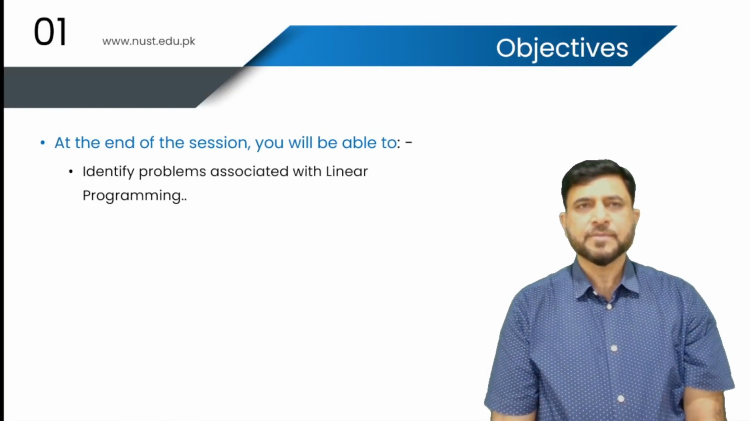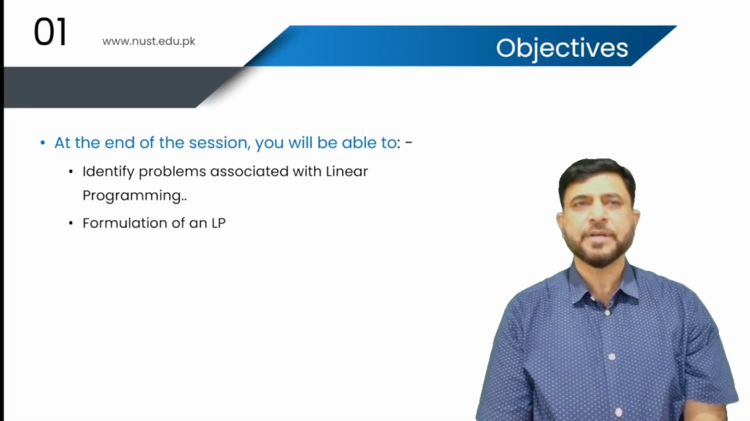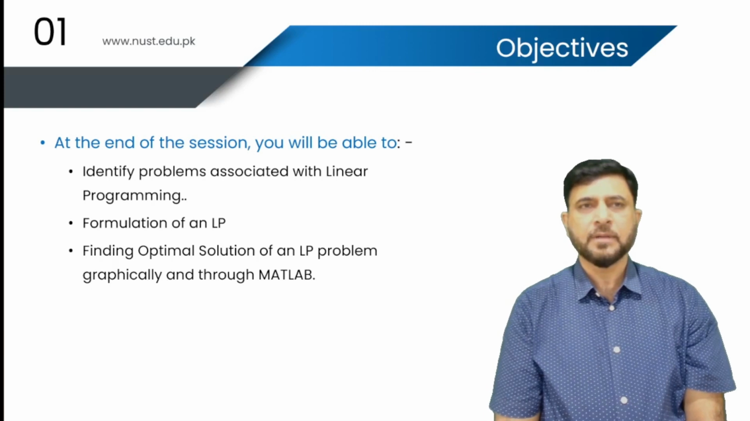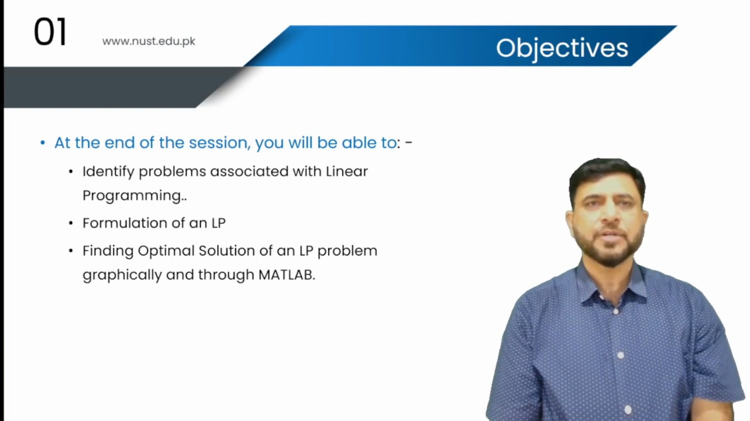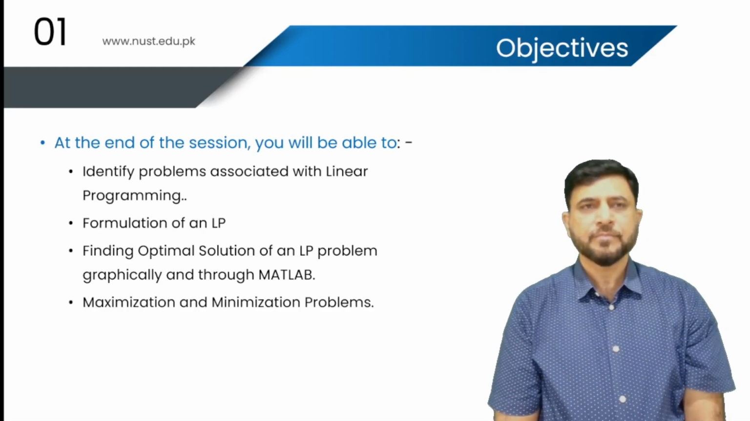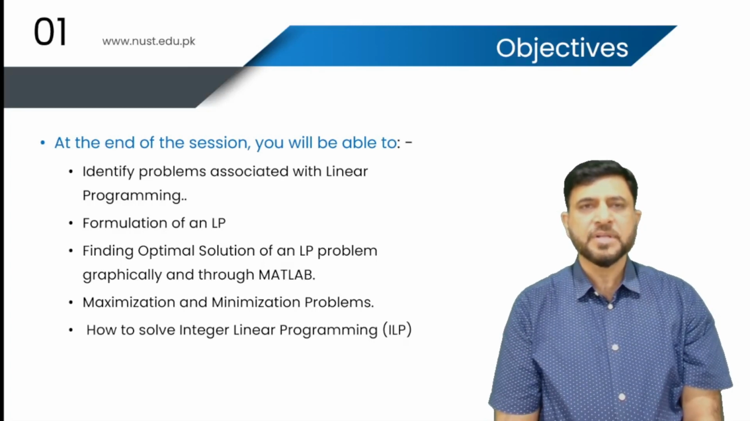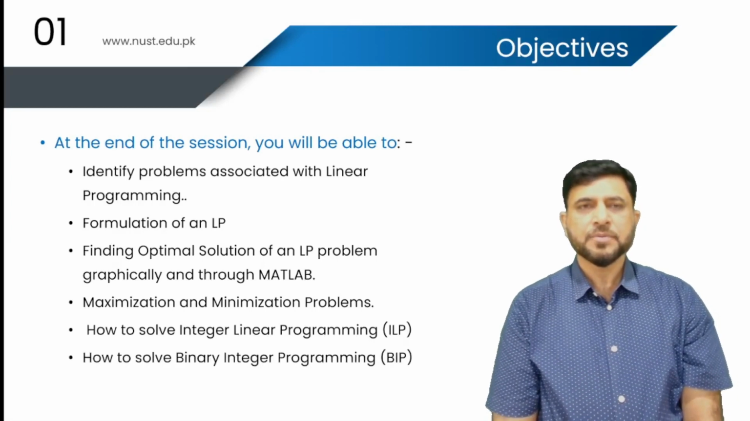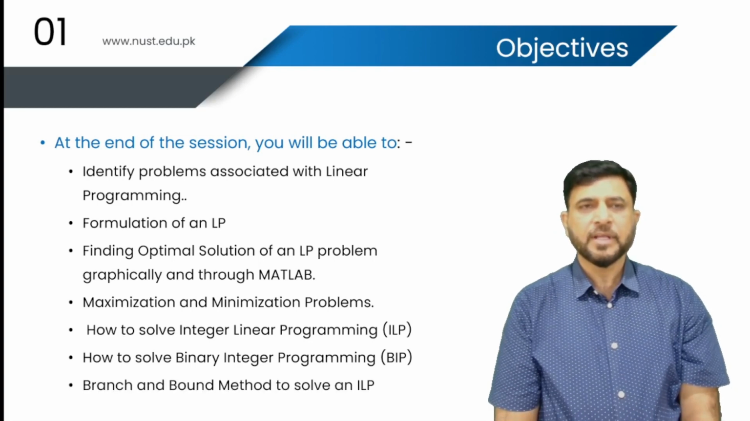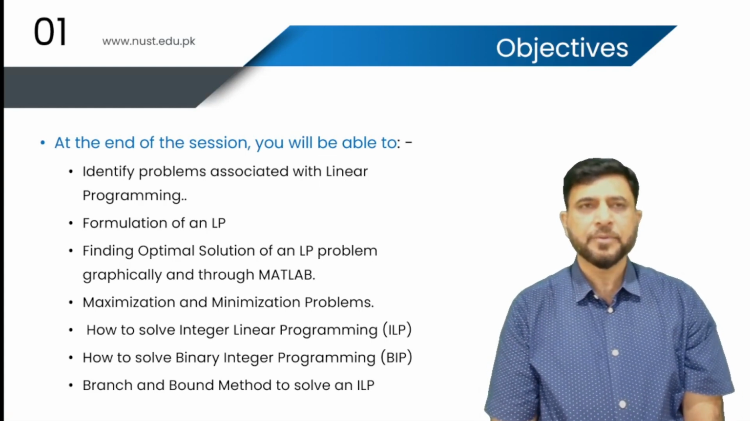Coming to the objectives. At the end of this session, you will be able to identify problems associated with linear programming. You will be able to formulate an LP. You can find optimal solution of an LP problem graphically and through MATLAB solution. Maximization and minimization problems, how to solve integer linear programming, how to solve binary integer linear programming, and finally, branch and bound method to solve an ILP will be introduced to you.